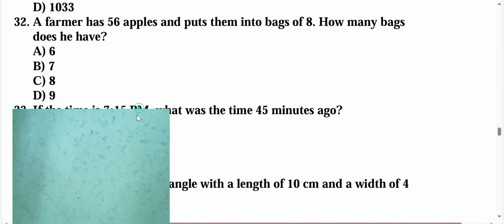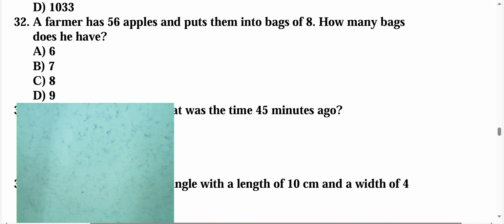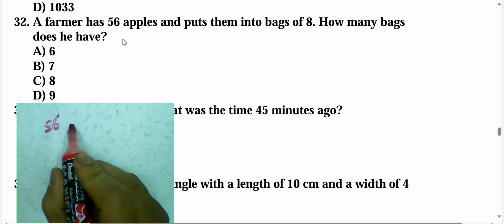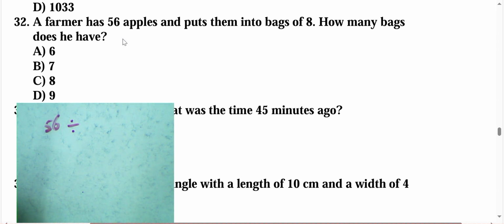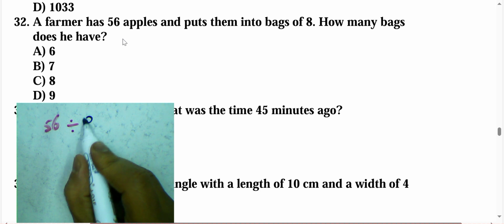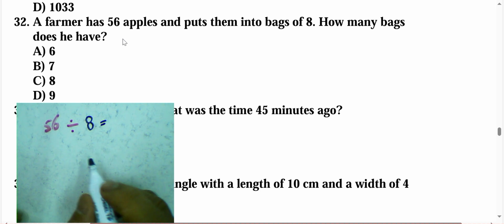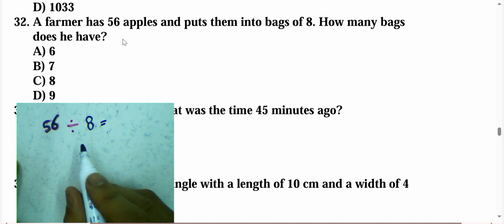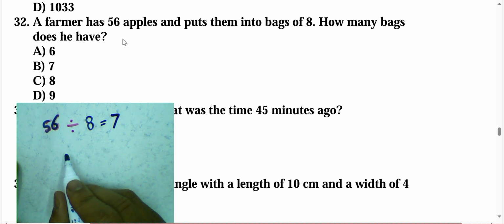Question 32. A farmer has 56 apples and puts them into bags of 8. How many bags does he have? We can write the total, 56 apples, divided by the number of bags, 8. Then what does each bag contain? You must ask yourself: 8 times what equals 56? We know 8 times 7, because 7 times 8 equals 56.